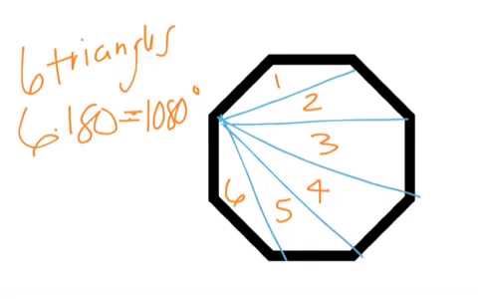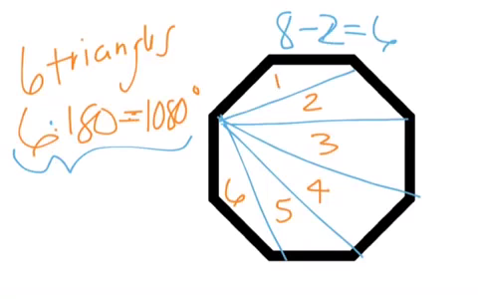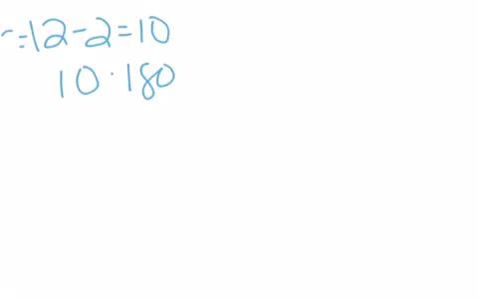You could look at this from a couple different perspectives, because this is an octagon, an 8-sided figure. 8 minus 2 would be 6, which is over here. 6 times 180 is going to be 1080. Okay? So just a couple different viewpoints wouldn't kill you. All right, let's do another one. Let's do a 12-sided figure. So 12 minus 2 equals 10. 10 times 180 is going to be 1800.